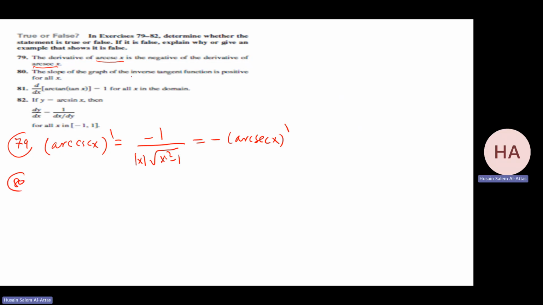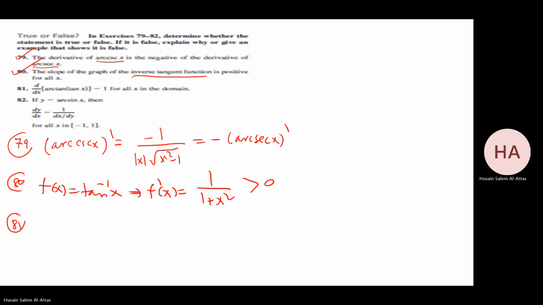80. The slope of the inverse tangent. What is tan inverse prime? Inverse tangent function. Assume f of x equal tan inverse of x. What will be f prime? 1 over 1 plus x squared, which is always positive. This is also true. This is true.